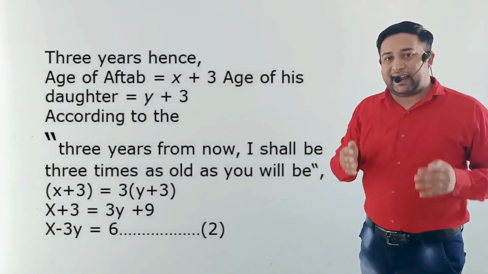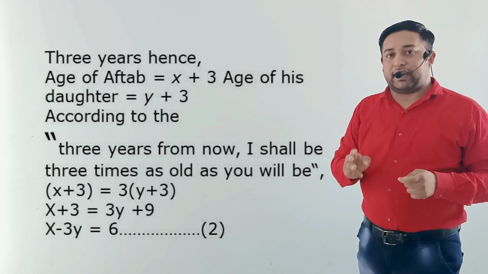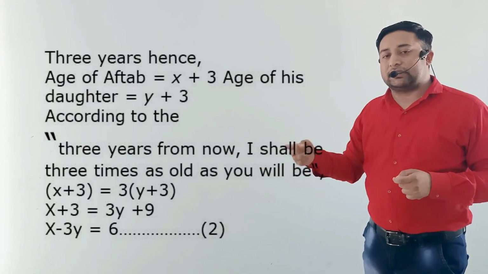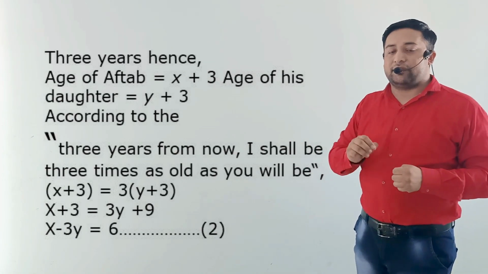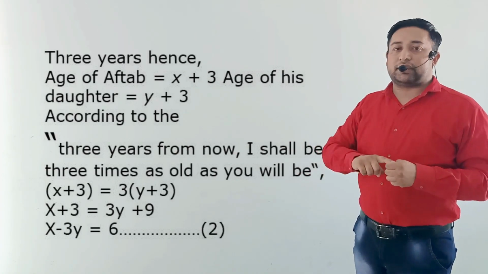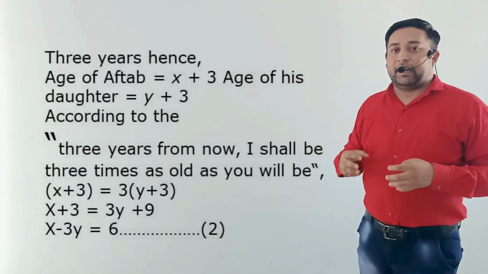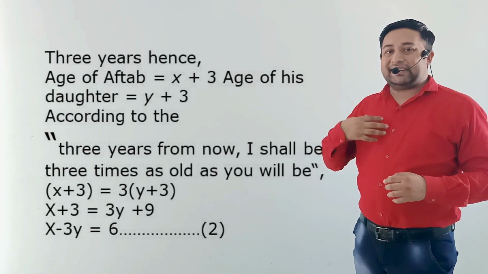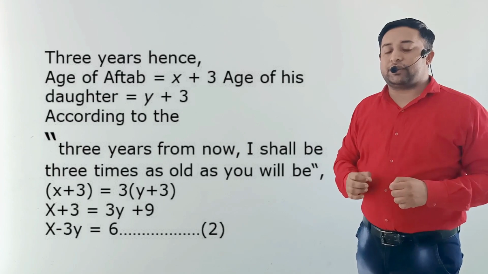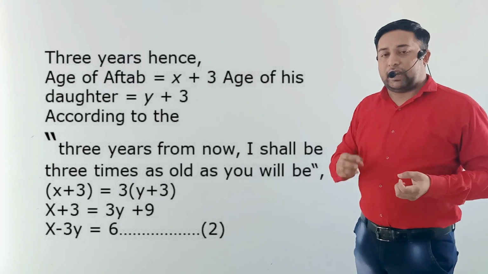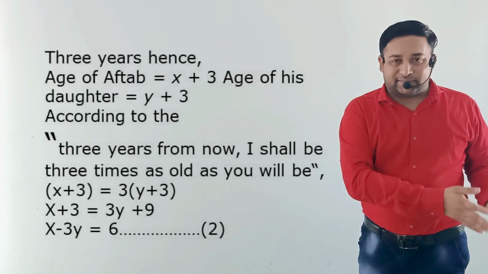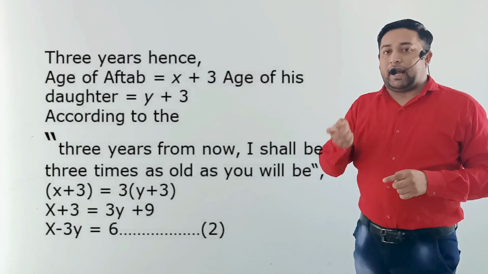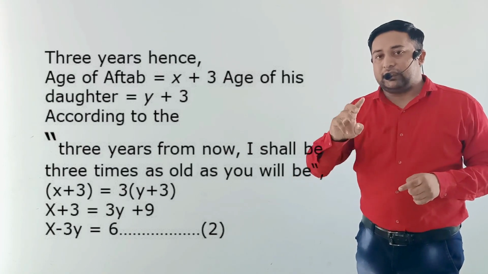So Aftab's present age is x years. So after 3 years, his age will be x plus 3. His daughter's age will be y plus 3. And now, what does the question say then? After 3 years from now, I shall be 3 times as old as you will be. After 3 years, Aftab's age is x plus 3. His daughter's age is y plus 3. And what is going to happen? Aftab's age will be 3 times his daughter's age.